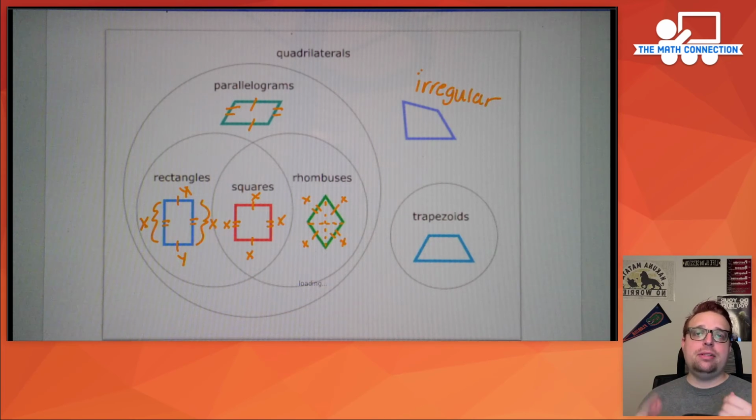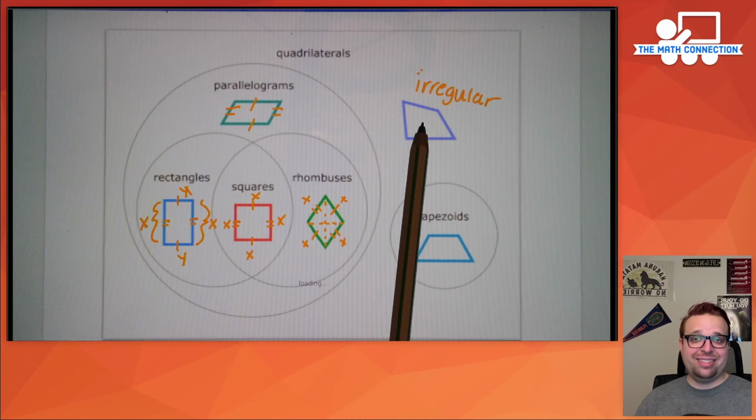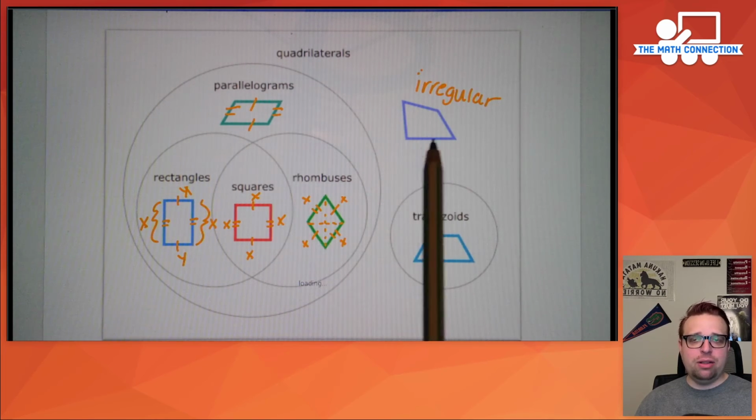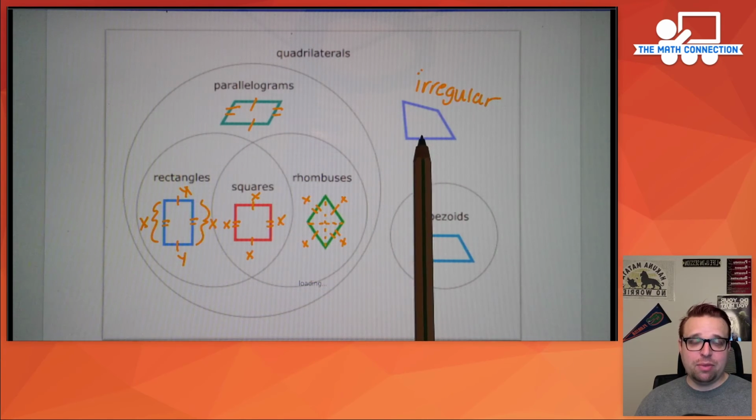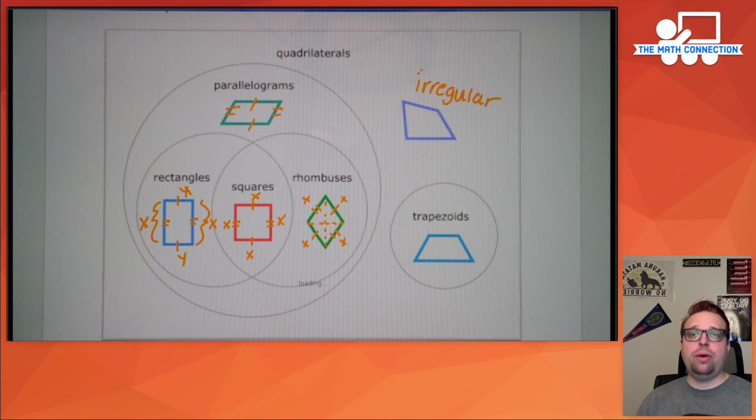But what if I went the opposite direction? What if I said to you that every quadrilateral is a parallelogram? Is that true or is it false? And the answer to that question would be it's false. Not every quadrilateral is a parallelogram, right? If you take this irregular quadrilateral as an example, this is a shape that has four sides, but these are not parallel to each other. These sides are not parallel. So this can't be a parallelogram. And therefore, not every quadrilateral is a parallelogram, okay?